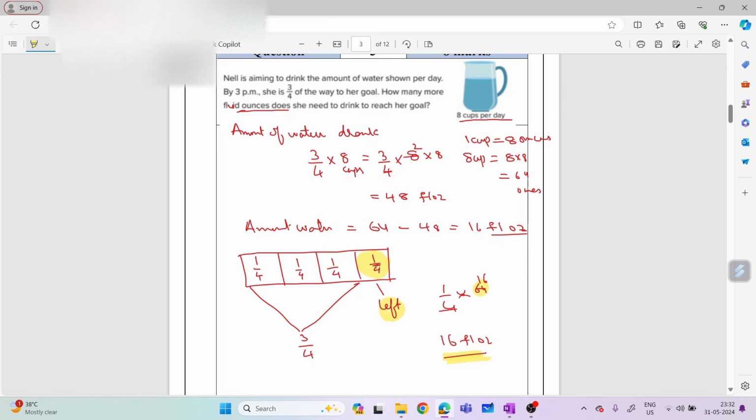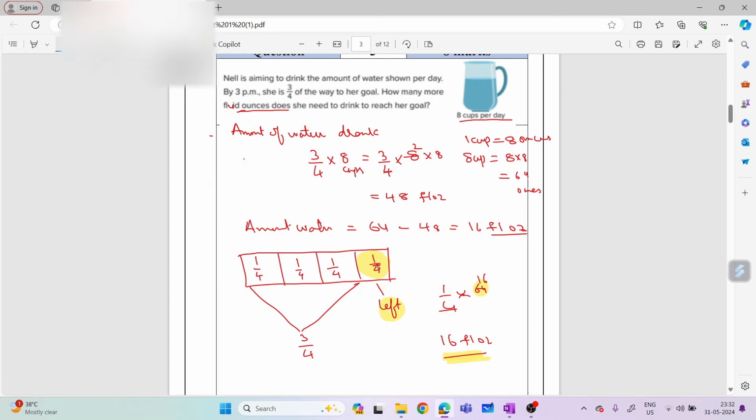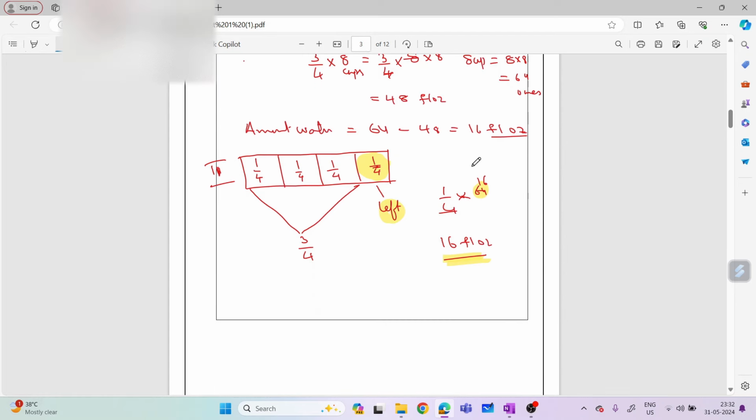There are two ways to do the problem, number one or number two. Whichever you feel is easy or whichever method you like, you can use it. This is method number one. This is method number two. And please, conversion is very important. If you forget the conversion, 4 one time, 4 two times, you will get 6. The answer 6 is right, but it is 6 cups, not fluid ounces. He is interested in fluid ounces. That is very, very important. Please make a note.